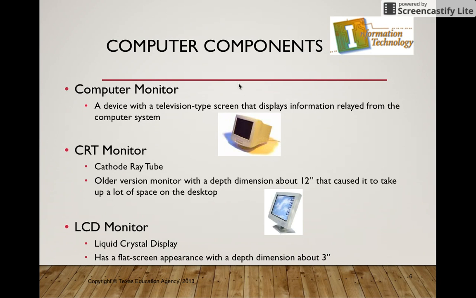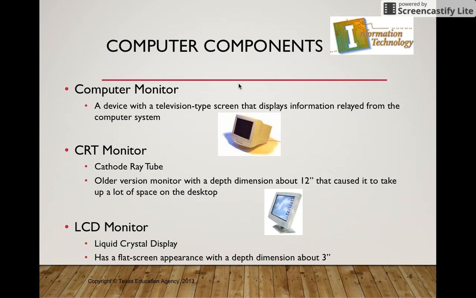So now we are getting into the different computer components. One of those components, the main one, is a monitor. The monitor is a device with a television-type screen that displays information relayed from a computer system. There are two different types of monitors, which really we only use one nowadays. There is a CRT monitor, which is a cathode ray tube monitor. That's the very old version.